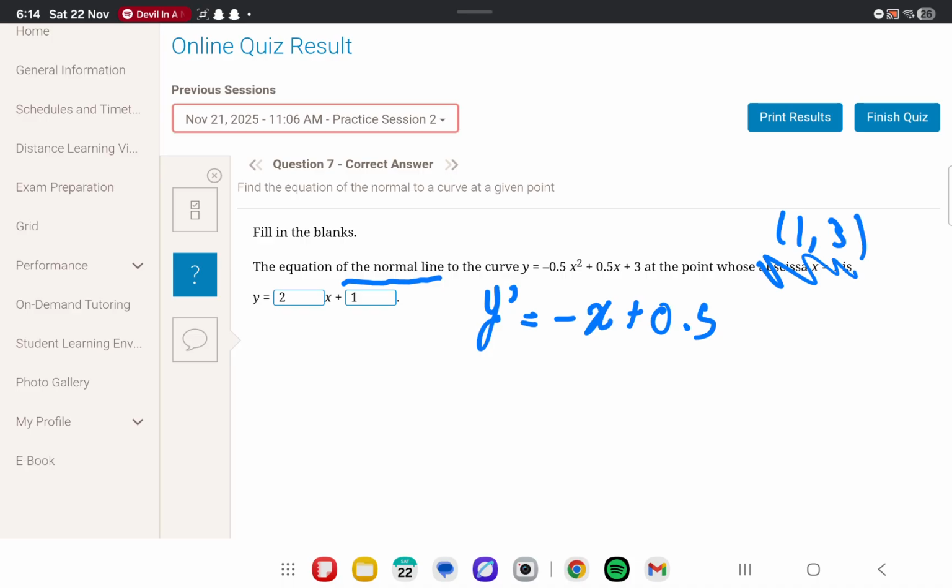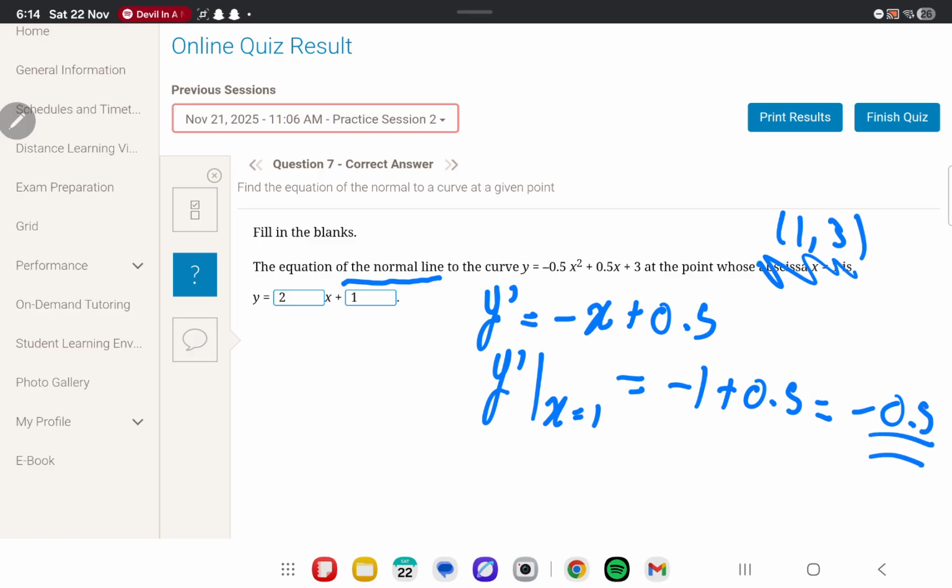Okay. So, that means that y prime is equal to y prime at x equals 1. This is going to equal negative 1 plus 0.5. What is that equal to? That is equal to negative 0.5. Okay, so this is the slope of the tangent.